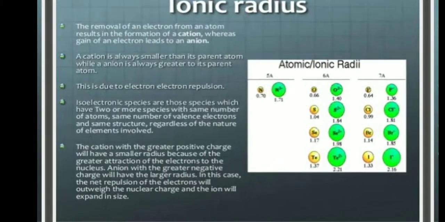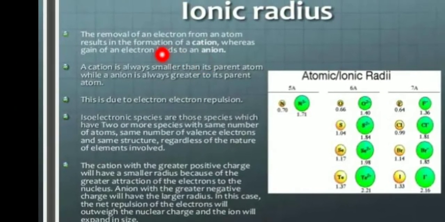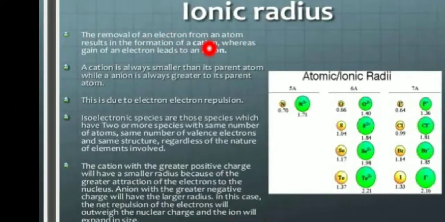Next one, ionic radius. The removal of an electron from an atom results in the formation of a cation, whereas gain of an electron leads to an anion. A cation is always smaller than its parent atom, while an anion is always larger than its parent atom. This is due to electron-electron repulsion.